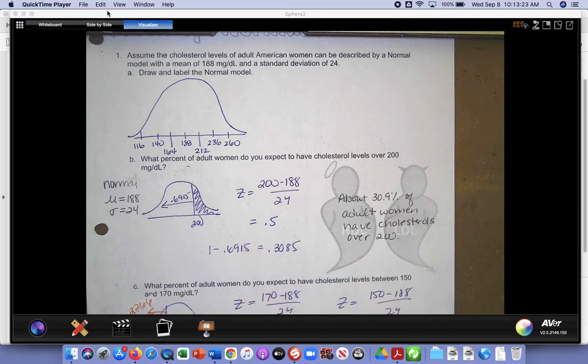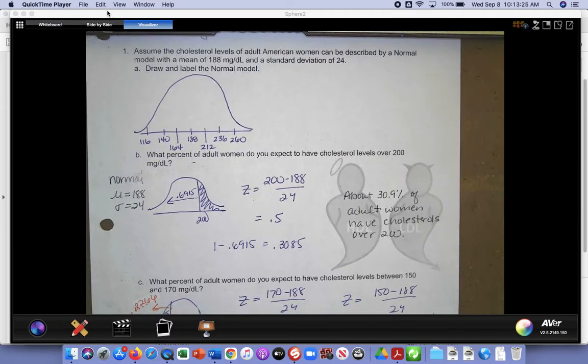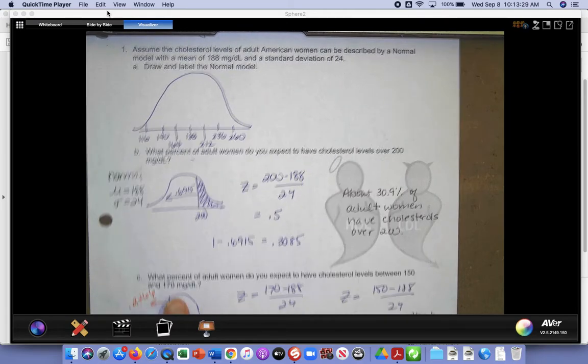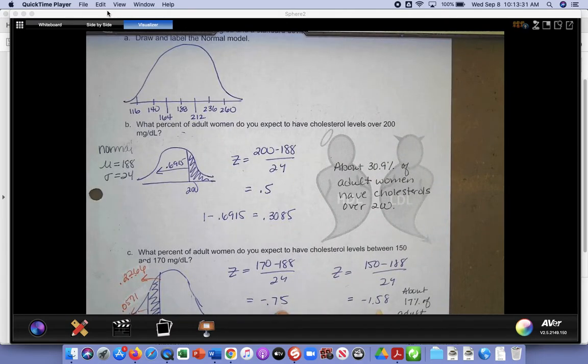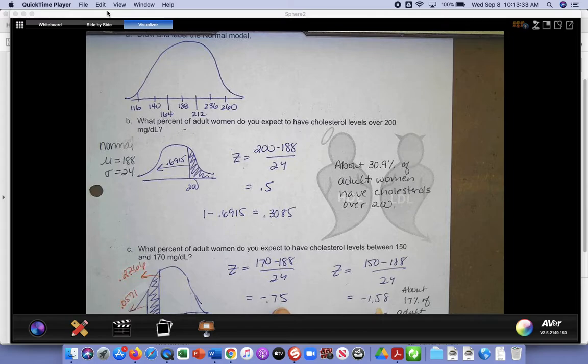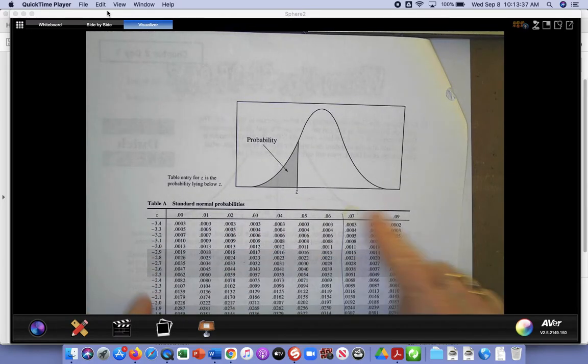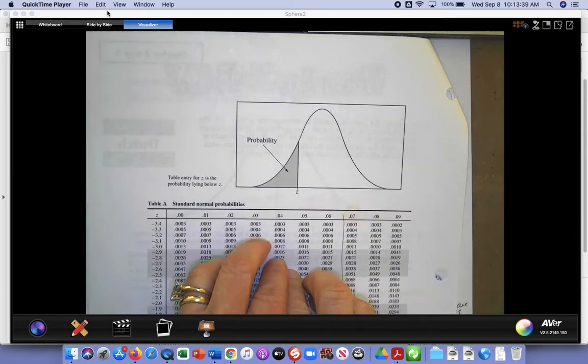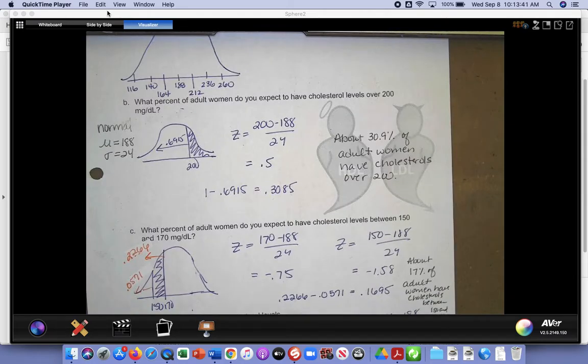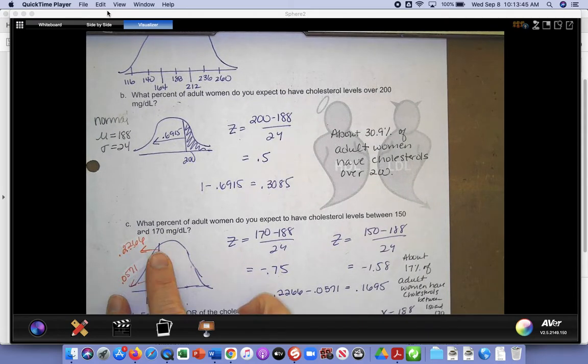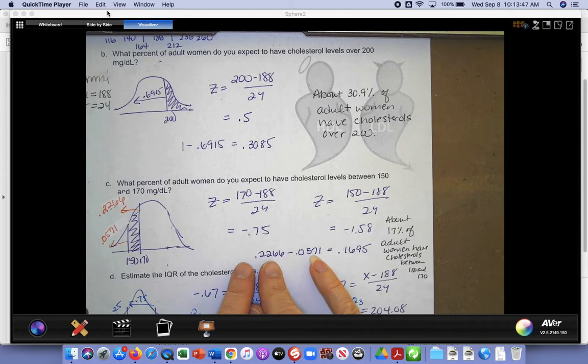There's my answer. What percent of adult women do you expect to have cholesterol levels between 150 and 170? Again, I'm finding the z-scores. So those are my two z-scores. I'm looking at the z-scores and I'm finding the areas to the left. Those are the two z-scores. I find the two areas to the left. To find the area in between, I subtract them. I get that answer right there.